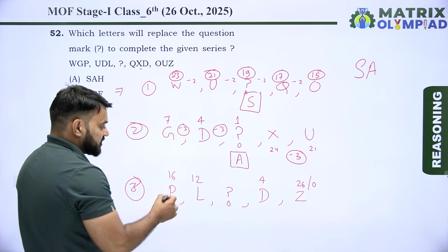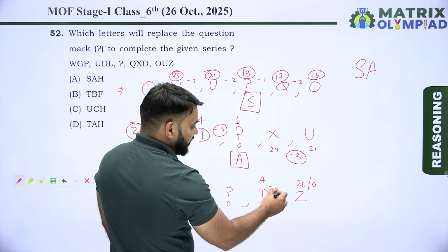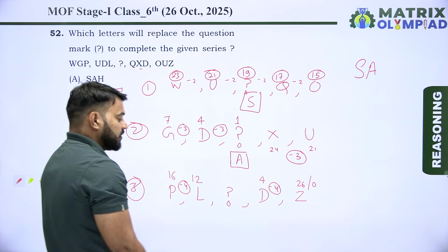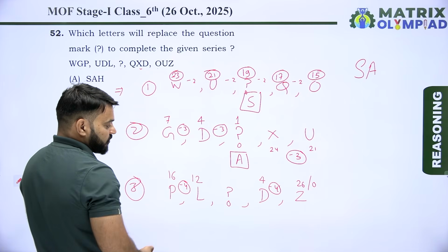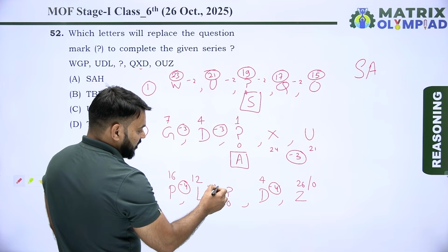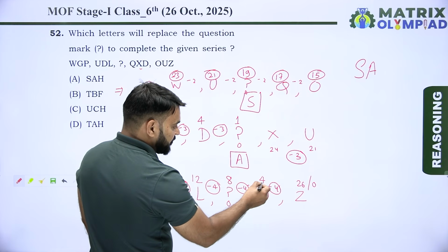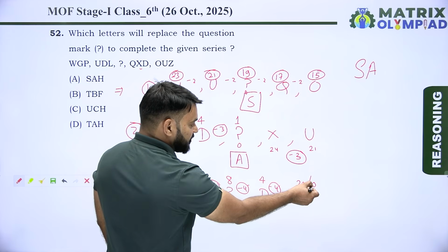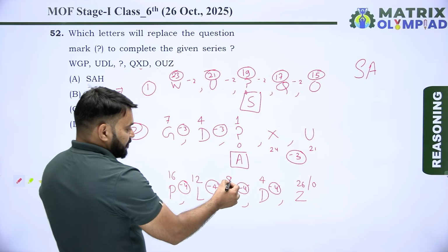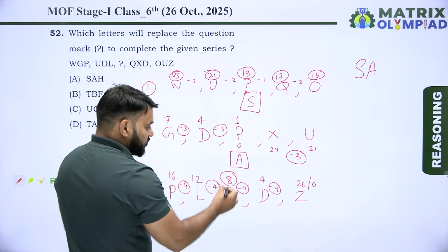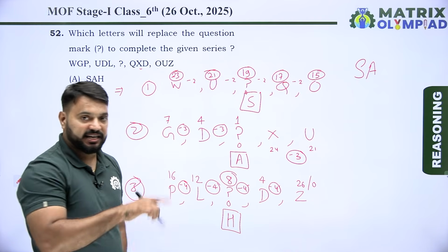So 16 to 12 it means minus 4, 4 minus 4 it means 0. So the pattern is 16 minus 4 it means 12. Now similarly 12 minus 4 it means 8, 8 minus 4 it means 4. Now 4 minus 4 it means 0, or you can say 26. So the missing place value is 8. So 8 means H, because the place value of H is 8 in the English alphabet.